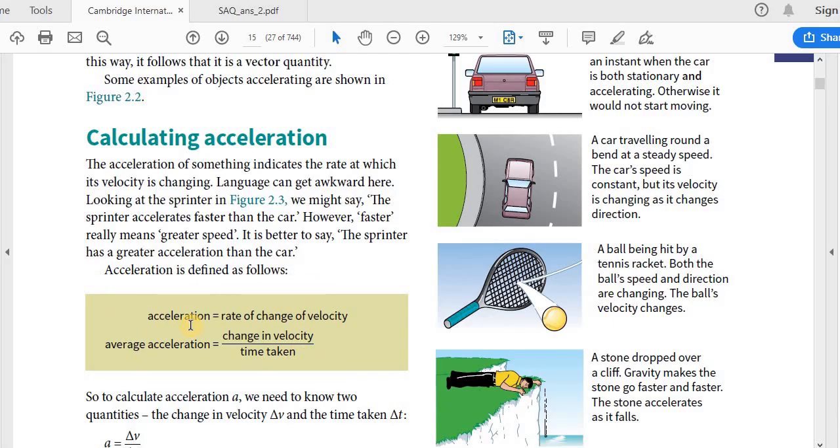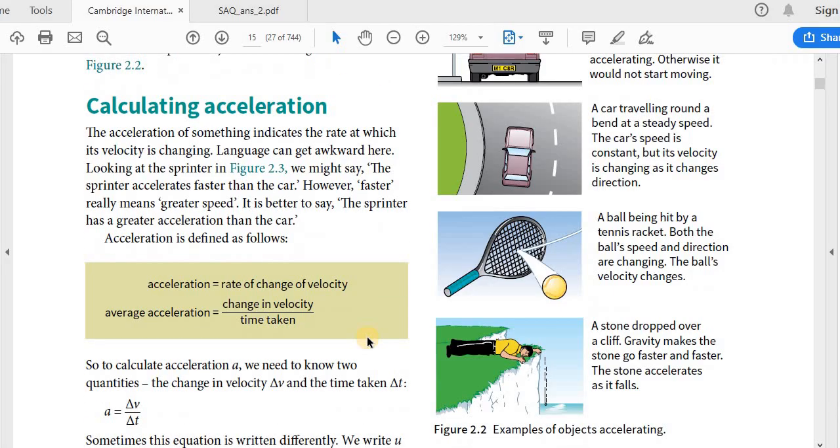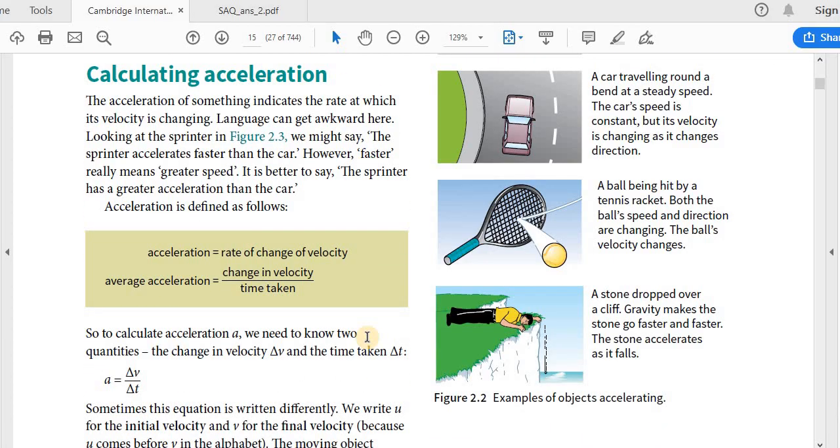Now you can see over here, this is in the green box. Also we can say it is highlighted in green. If it is highlighted in green, that means it's a very important equation, a very important definition. You have to memorize it with understanding, because in paper 2 they can ask you to write this down. So here is the definition of acceleration. Acceleration is the rate of change of velocity, and if you write it as an equation, average acceleration is change in velocity divided by time taken.